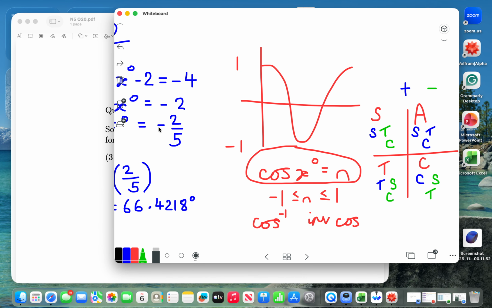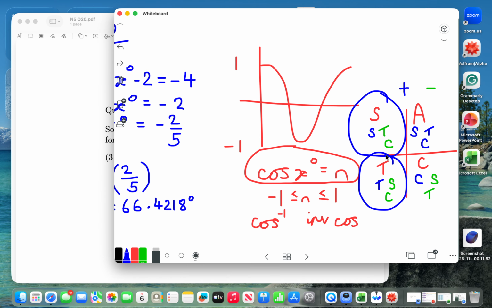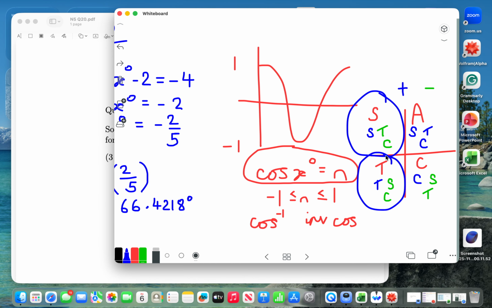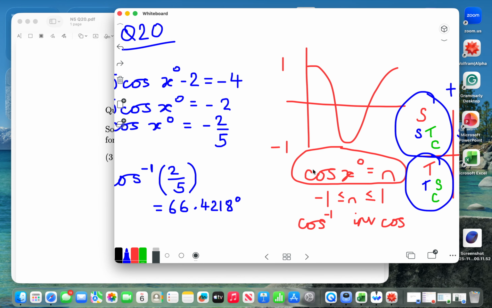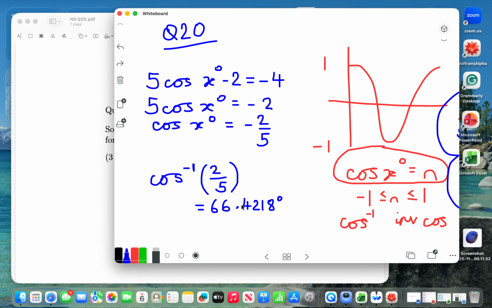Minus 2/5 is negative, so cosine of x is negative. So we have to check in which quadrants the cosine is negative. Well, it's positive in A and C. It's negative in this one and this one. And we found this here, 66.4218.